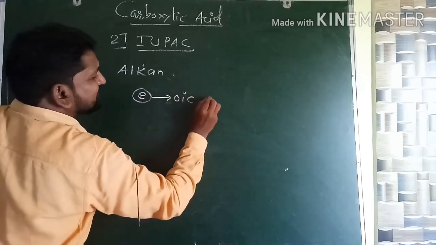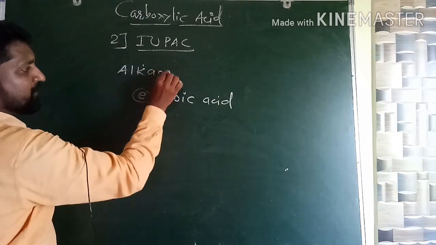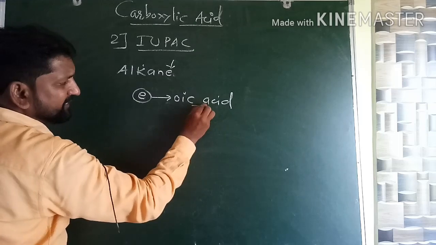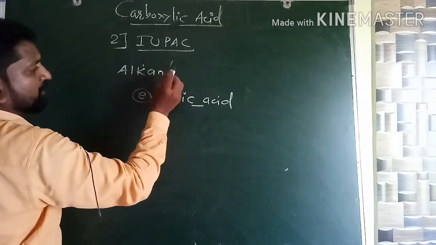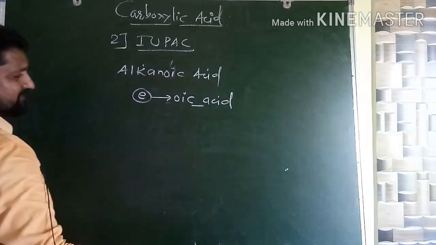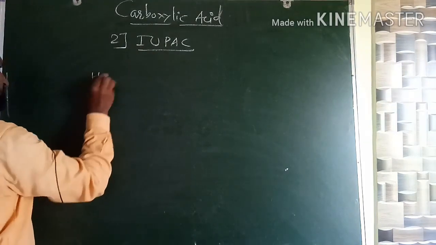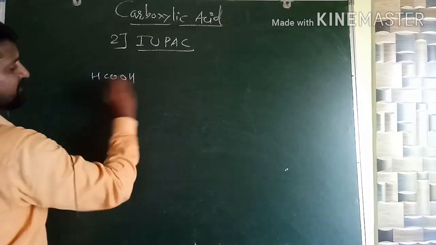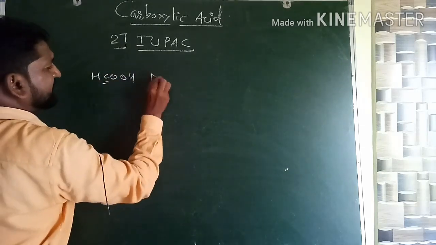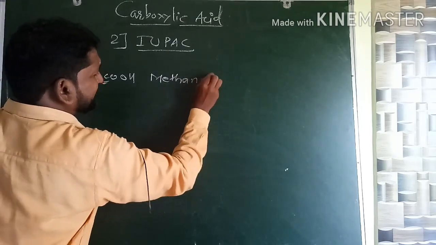The e of the alkane is replaced by the word oic acid. Listen carefully, what did I say? The e of alkane is replaced by which word? Oic acid. Therefore it will become alkanoic acid. So is it easy? Extremely easy. So everybody see here, HCOOH. Common name formic acid. IUPAC name: yes, it is a one carbon system, therefore methane. The e is replaced by the word oic acid.